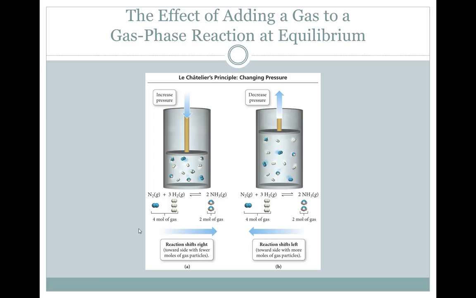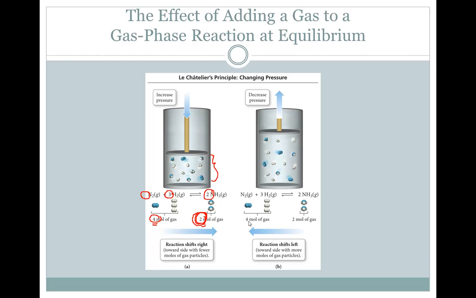So here's a picture. On the left-hand side, we have 1 mole of nitrogen and 3 moles of hydrogen to add up to 4 moles. On the right-hand side, we have 2 moles of ammonia. So 4 is greater than 2. So if we decrease the volume, the system's going to shift towards the side with the fewer moles of gas. So therefore, it's going to shift towards the right because 2 is smaller.